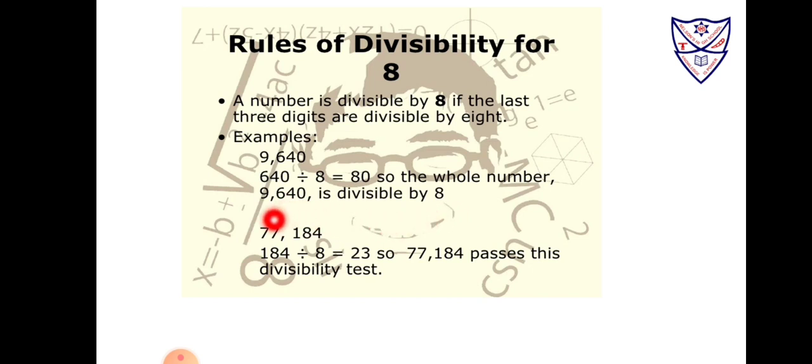Let us take one more example. 77,184. What is the rule for divisibility of 8? The last 3 digits we will see. So is 184 divisible by 8 or not? Yes, it is divisible by 8. So students, 77,184 is divisible by 8.